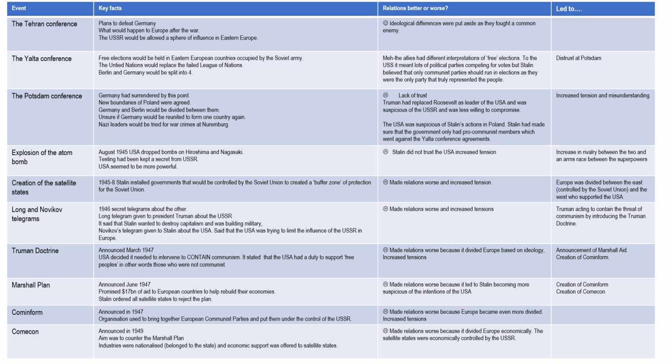So if we were going to use this sheet to plan an answer to a question, if we were asked, explain two consequences of the Truman Doctrine, well, we could say that one of the consequences was that it made relations worse. You could have a consequence that it led to the announcement of Marshall Aid, and it also led to the creation of Cominform. If you were asked a question to explain the importance of the Truman Doctrine for the development of the Cold War, you would say that it was important because it made relations worse and therefore increased tension because it divided Europe based on ideology. And you would then go on to develop that.